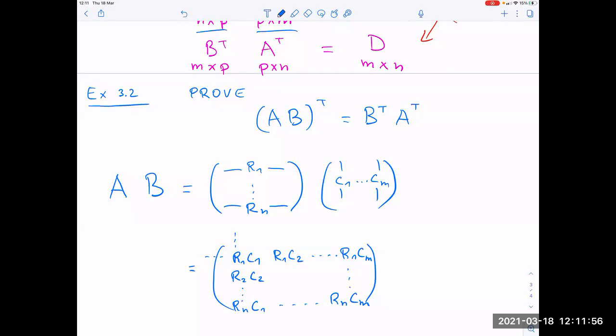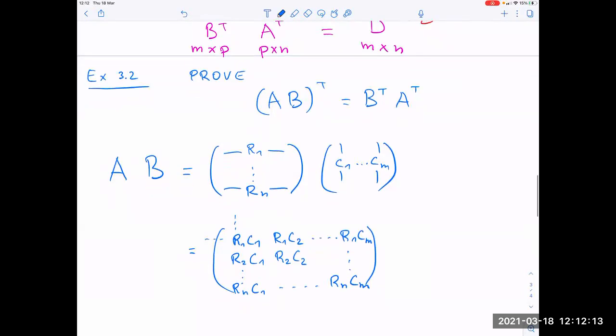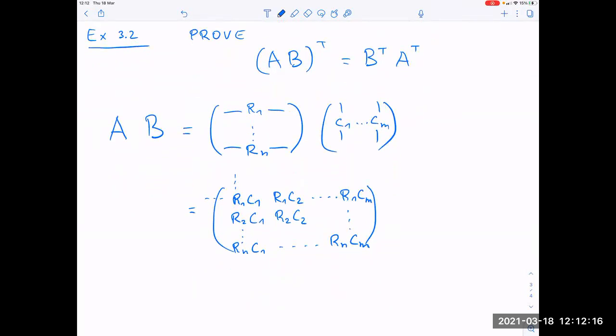Okay? Of course, thank you, Sophia Karnauk, it is R2, C1, because R2, C2 is here. Thank you very much. Okay, good. So this is A times B, this part.